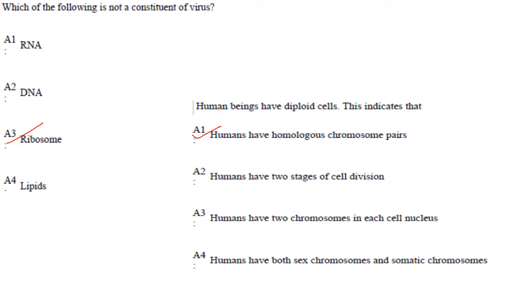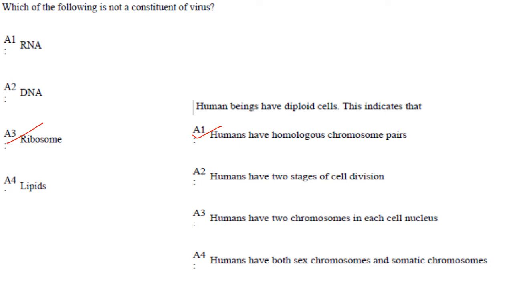Then human beings have diploid cells. This indicates that human beings have somatic cells that are diploid. This means that each cell has 2 copies of each of the 23 chromosomes, one obtained from the father and the other from the mother. As a result, the karyotype of the human being will show 23 pairs of chromosomes, a total of 46 chromosomes.